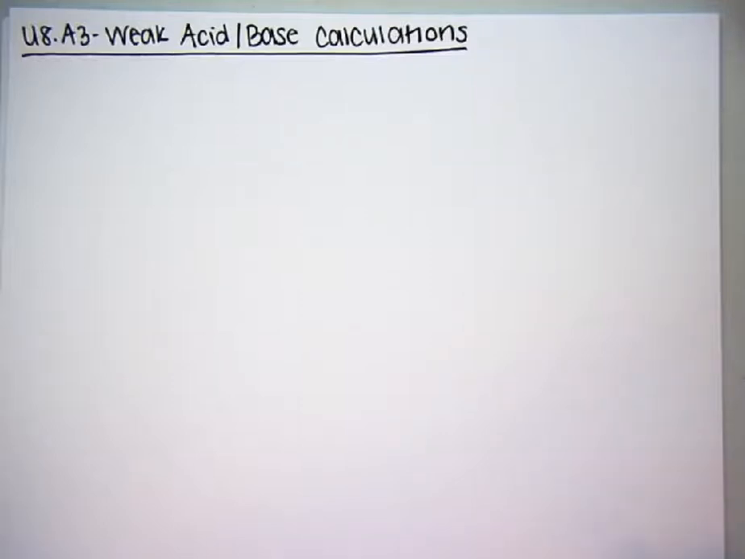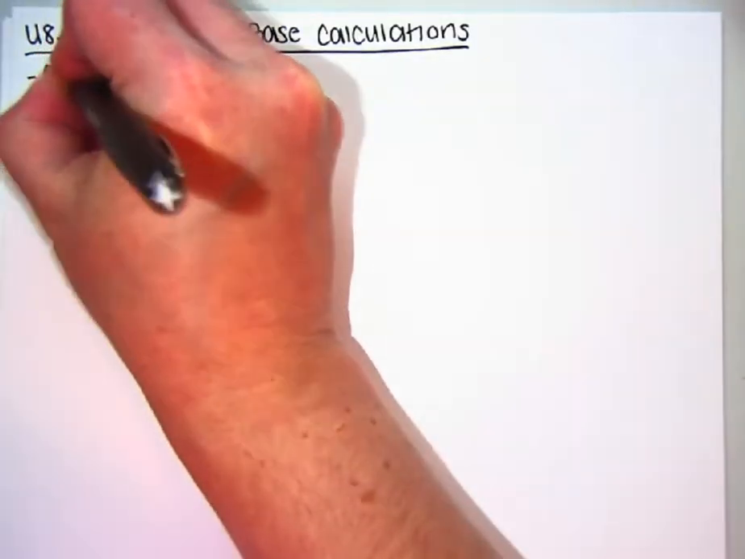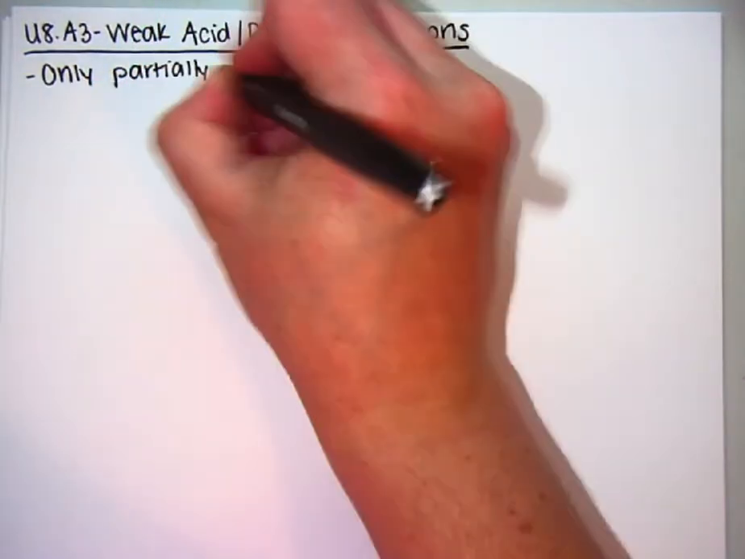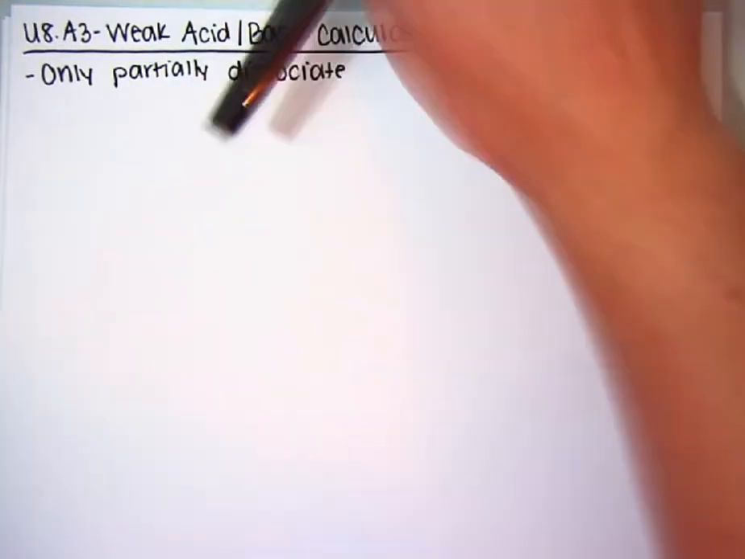In this lesson, we're going to go over Unit 8, Acquisition 3, on weak acid-base calculations. Last lecture, we did strong acid-base calculations, and a strong acid or a strong base completely dissociates. That means the concentration of the hydrogen ions would be equal to the concentration of our strong acid. Well, we cannot make that assumption with weak acids and bases because they only partially dissociate.